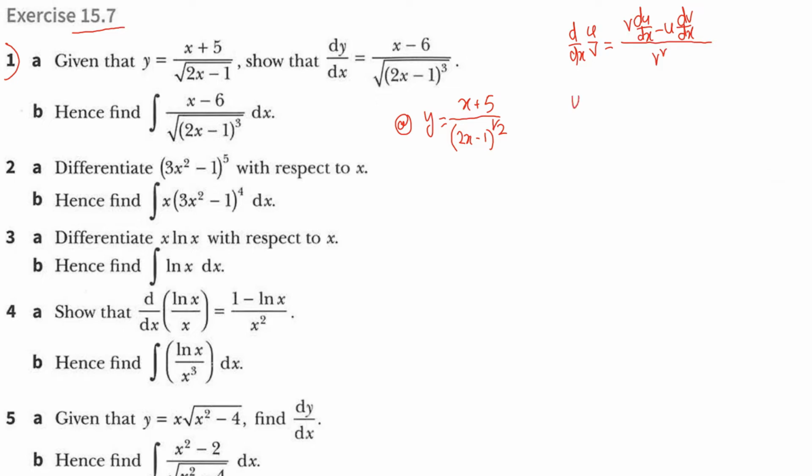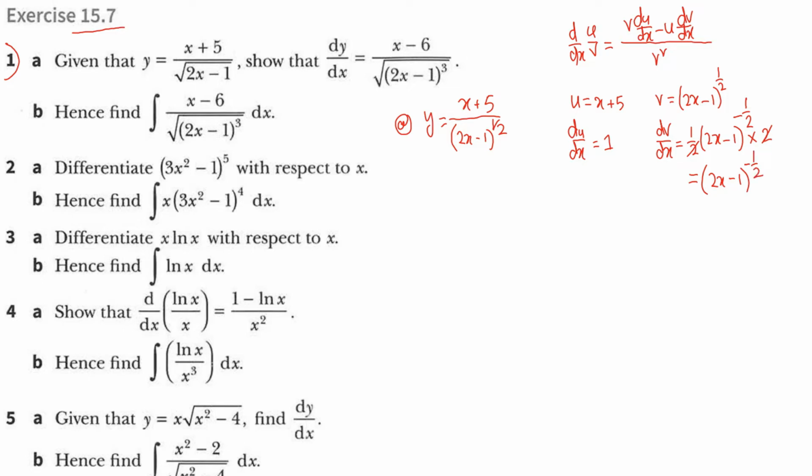So let me consider u as x plus 5, and v is the expression here, (2x minus 1) to the power half. We need to differentiate: du by dx gives us 1, and dv by dx gives us half into (2x minus 1) to the power half minus 1, which is minus half, and into the coefficient of x, which is 2, so we can cancel this 2 and 2. Finally we get (2x minus 1) to the power minus half. So that is our expression for this question.